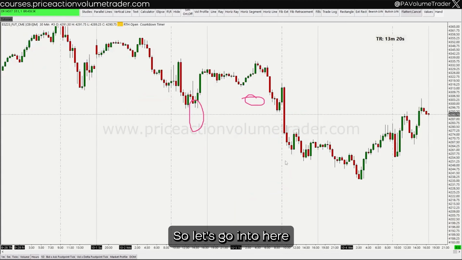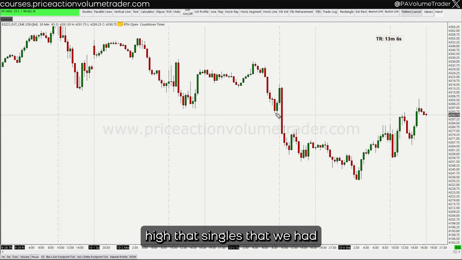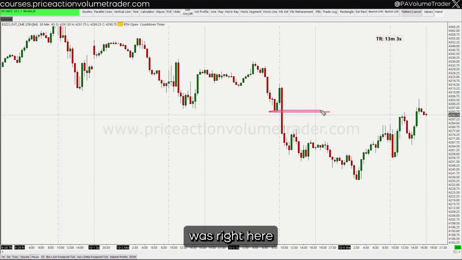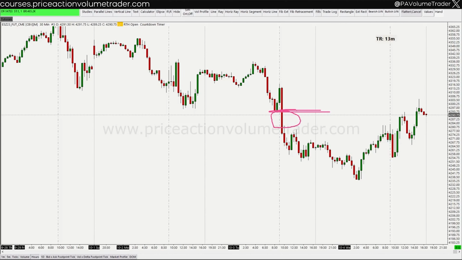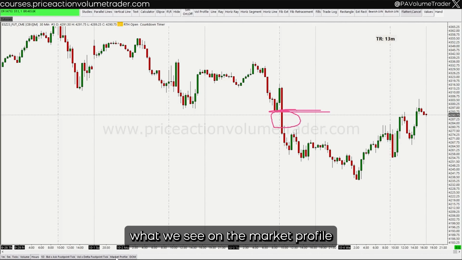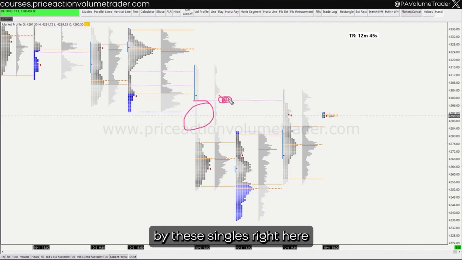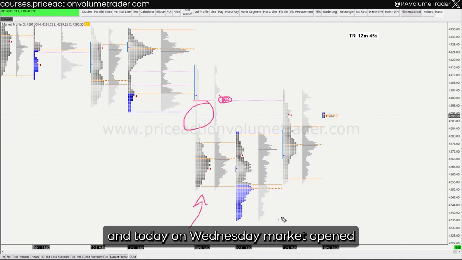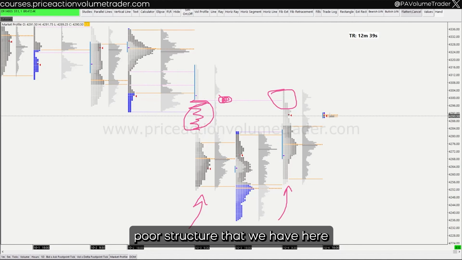So let's go into here. And that move corresponded with this candle right here. So that poor high, that singles that we had, was right here. When the market broke below this, it left this gap, and that's what we see on the market profile. That is what's represented right here by these singles. And you can see that this occurred on Tuesday, and today on Wednesday, the market opened and we popped up and filled in this whole poor structure that we have here, okay?